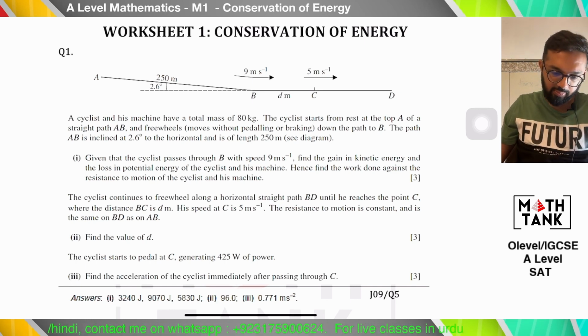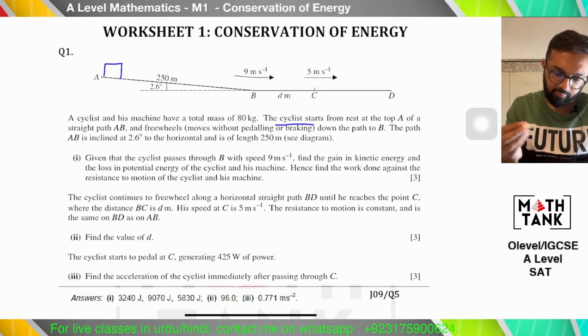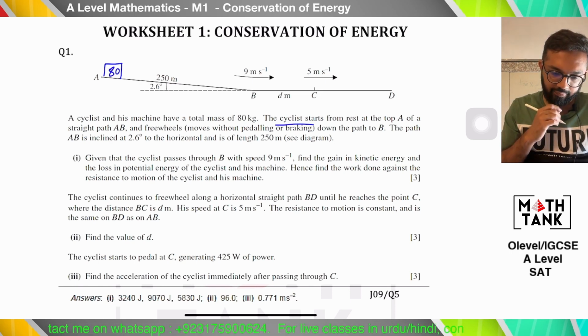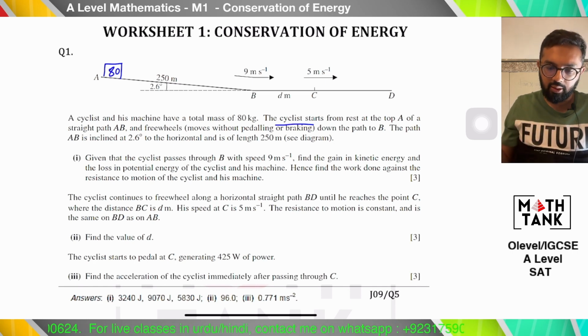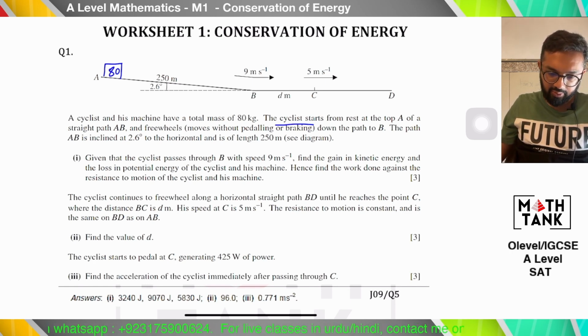It says a cyclist and his machine have a total mass of 80 kgs. The cyclist starts from rest at the top, A, of a straight path and freewheels, moves without pedaling or braking, down the path AB. The path AB is inclined 2.6 degrees to the horizontal and is of length 250 meters.